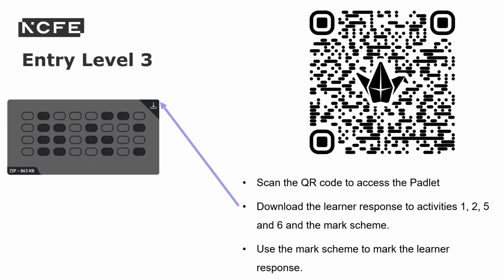Before you watch or listen further, please scan the QR code to access the Padlet where I've placed the learner response, mark scheme and mark sheet for you to use. You'll find these on Padlet card 4. Download the learner response to activities 1, 2, 5 and 6 along with the mark scheme and mark sheet, and use the mark scheme to mark the learner response and give feedback, and then return to this recording to see how your marks compare.